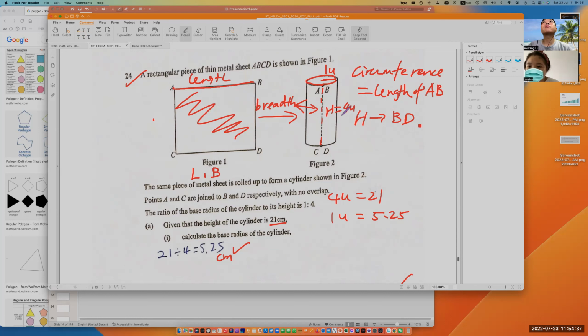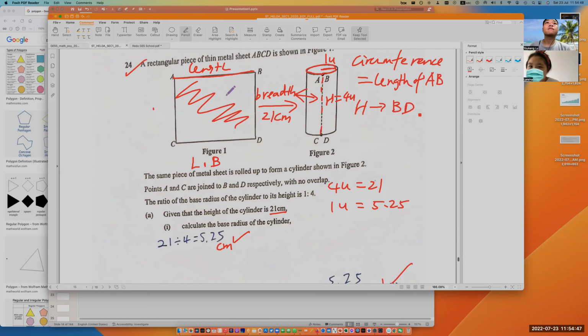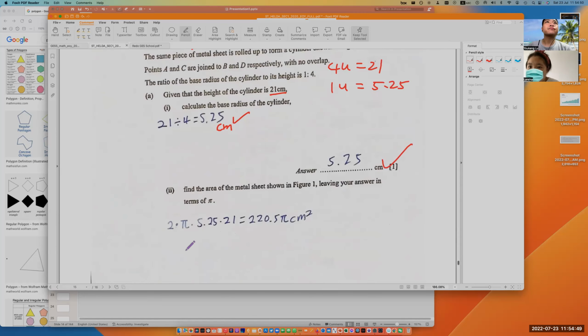So the breadth is h, which is 4u. So the breadth is 21 cm. So how do you find the length? Let me see. The length is 1u. So 21. Wait. 1u, right? No, can I ask?